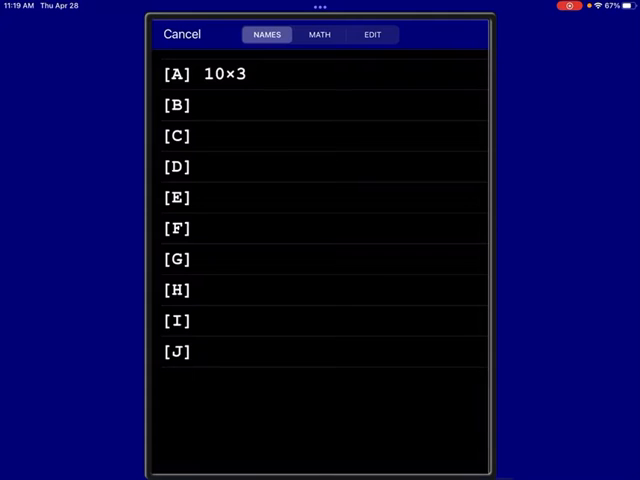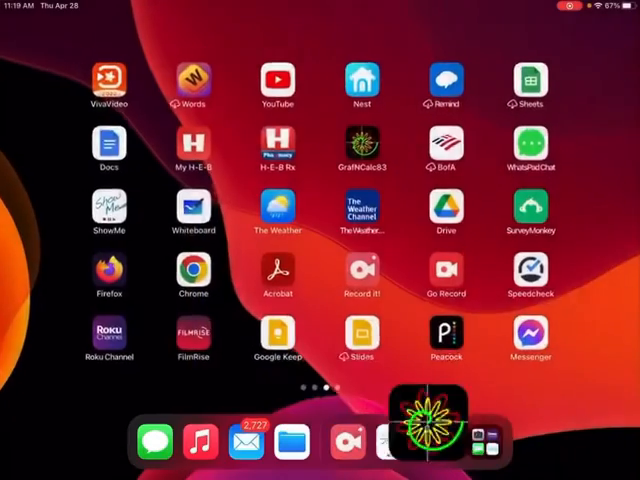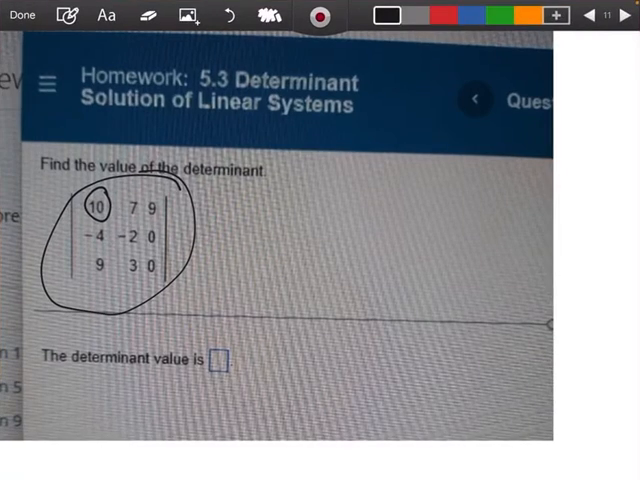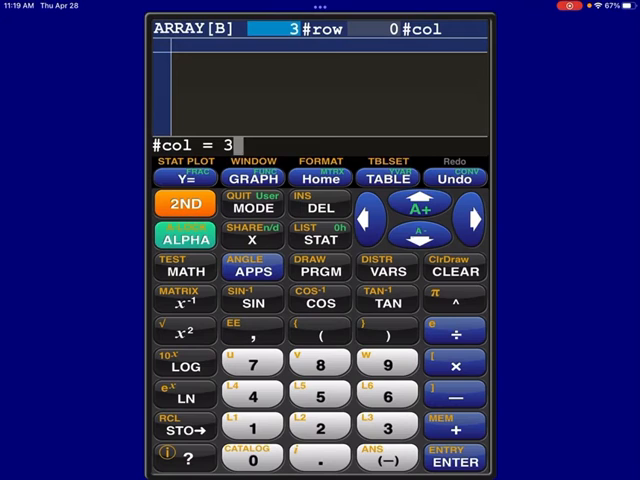Here we go. So notice it's asking me how many columns do I have. So columns are these numbers right here. How many columns do we have? Well, we have 3 columns, and we also have 3 rows, okay? So I'm going to say I have 3 columns, enter. I have 3 rows, enter. Okay, so now let me see.